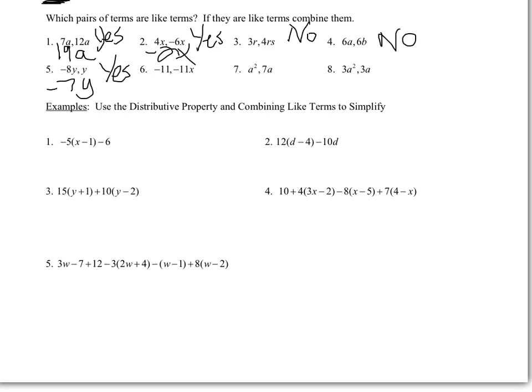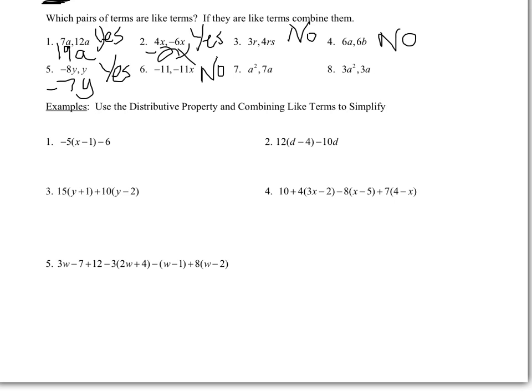All right. Here, number 6, we got negative 11 and negative 11x. This would be no. Okay. We have negative 11, which is what we call a constant. There's no variable involved. That's going to say negative 11, and negative 11x with a variable. We can't combine them. Number 7, a squared and 7a.